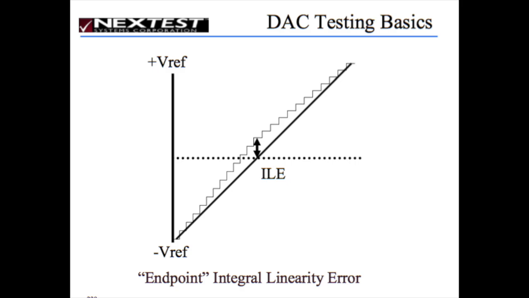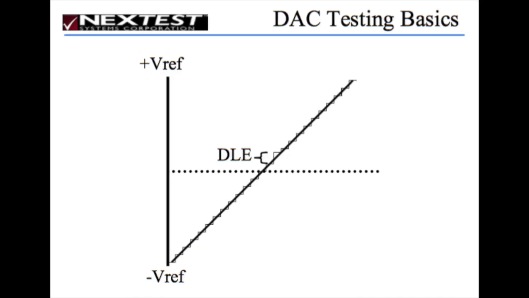Here's what integral nonlinearity looks like. It has the steps and it's following the right path from zero offset to maximum gain, but it's not following a straight path. It's following a curved path, and that you don't want. So that's integral nonlinearity. DLE, that's a little more subtle. That's differential nonlinearity. That's where the steps are not all the same. If one step is bigger than the other or smaller than the other, that's differential nonlinearity.